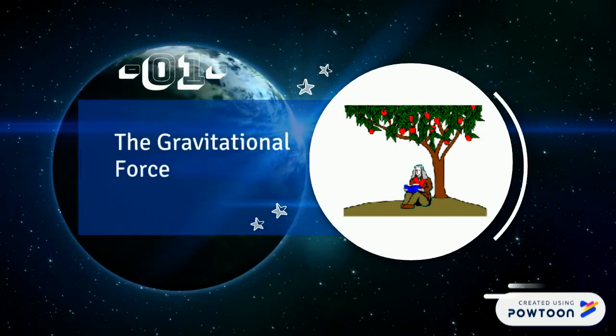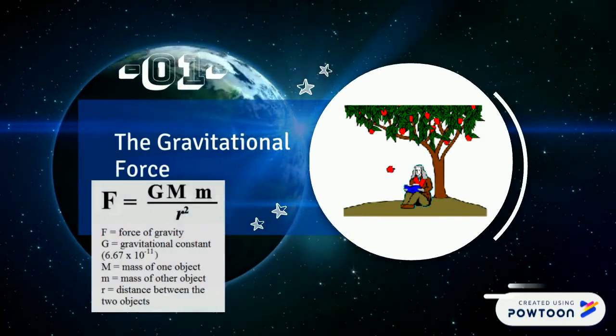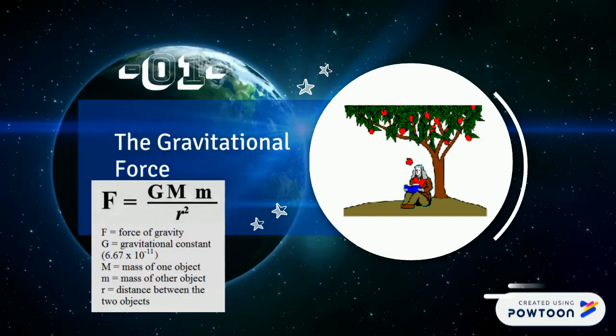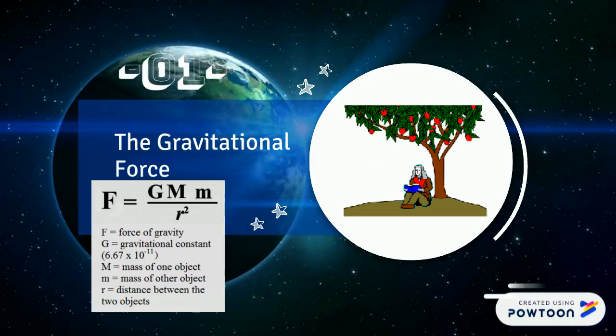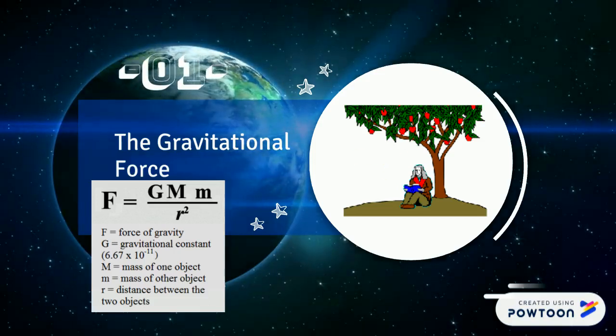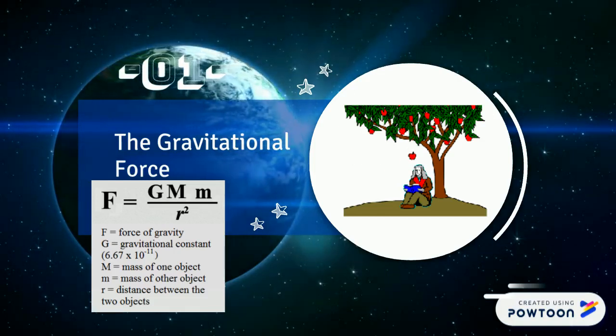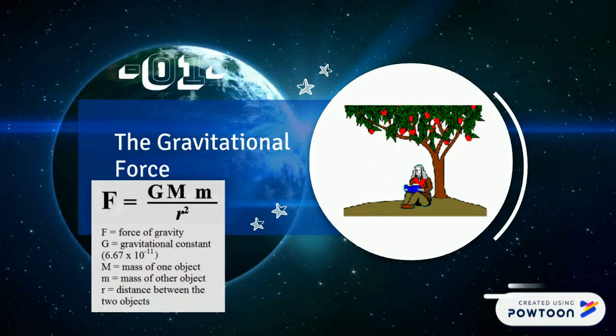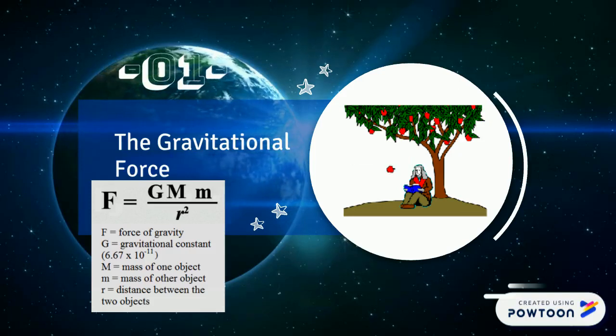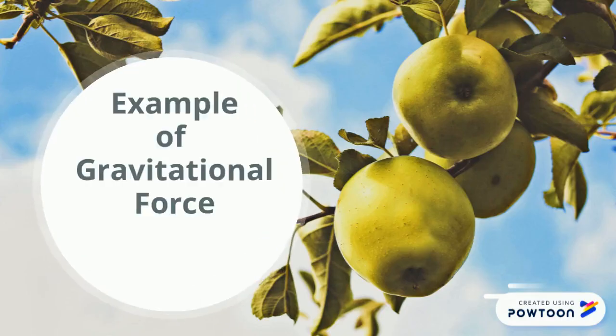The gravitational force is the mutual force of attraction between particles of matter. We call the gravitational force attractive because it always tries to pull masses together, never pushes them apart. In fact, every object, including you, is pulling on every other object in the entire universe. This is called Newton's universal law of gravitation. The formula for calculating gravitational force is shown here.